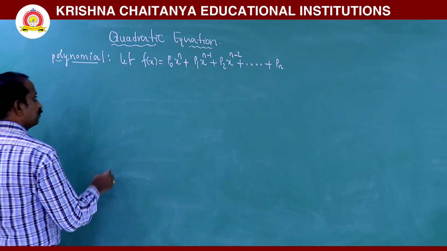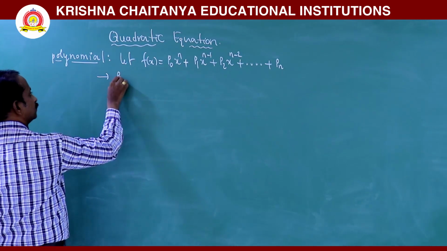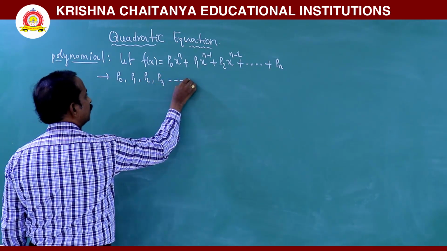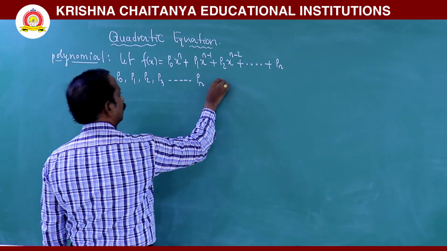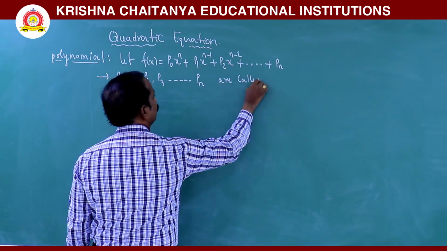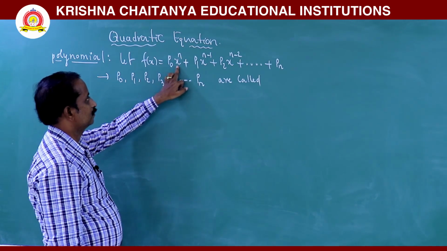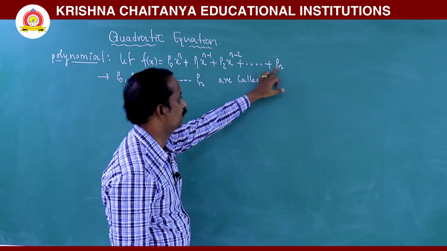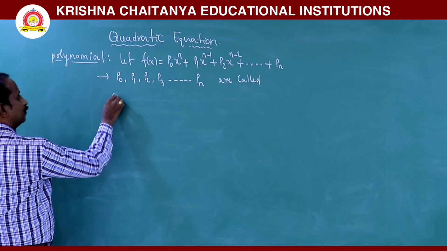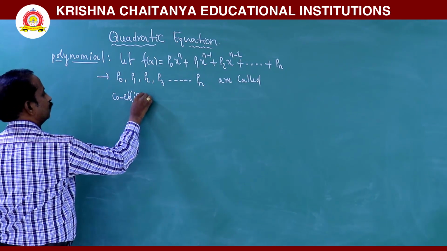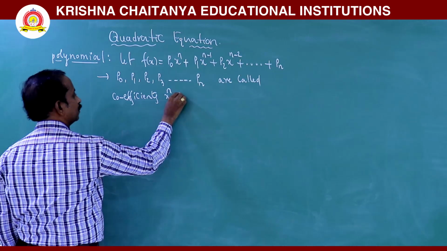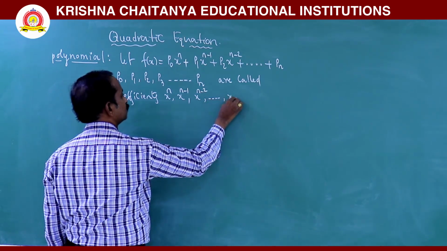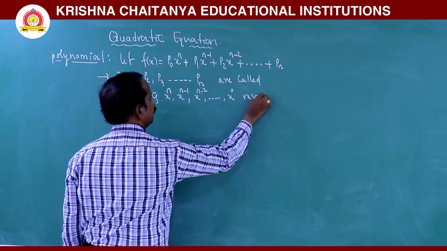Here what are the points we observe: p naught, p1, p2, p3 and so on pn are called the coefficients of x power n, x power n minus 1, x power n minus 2 and so on x power 0 respectively.